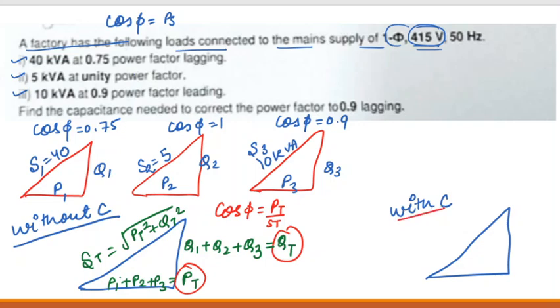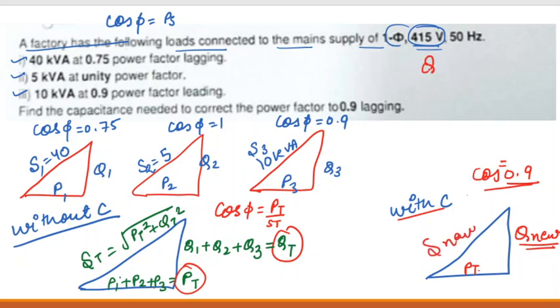Now we add a capacitor to improve the power factor to 0.9, right? Now with the capacitor, 0.9 is the power factor. PT is the same, as I told you, active power is the same. Can you get Q new? Yes or no? Cos phi is there, PT is there, Q new, then you will get S new.